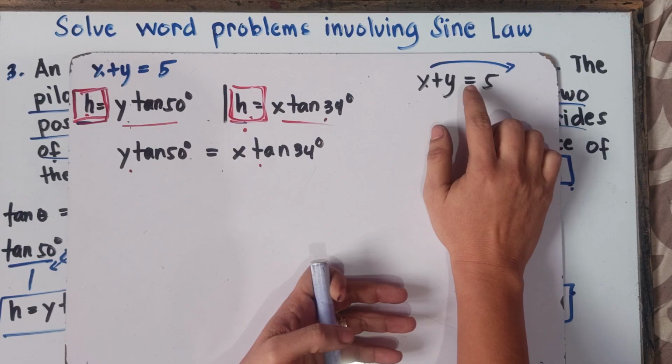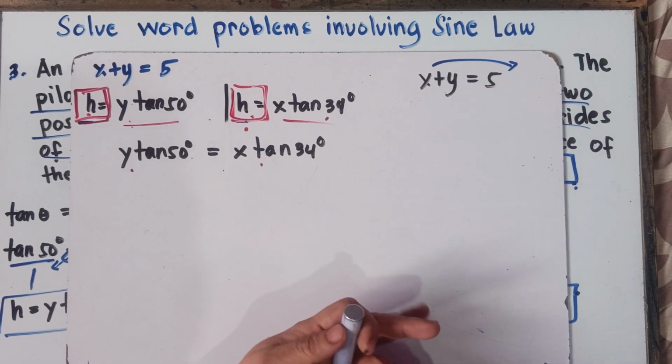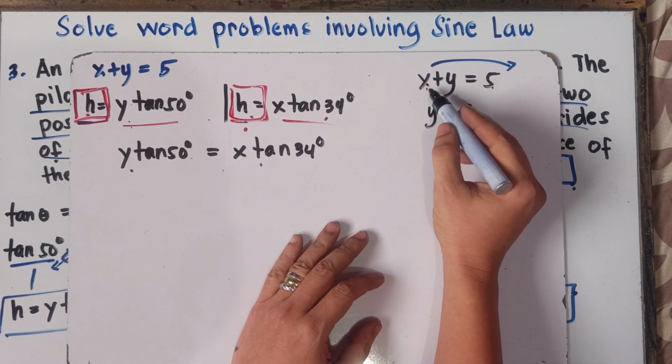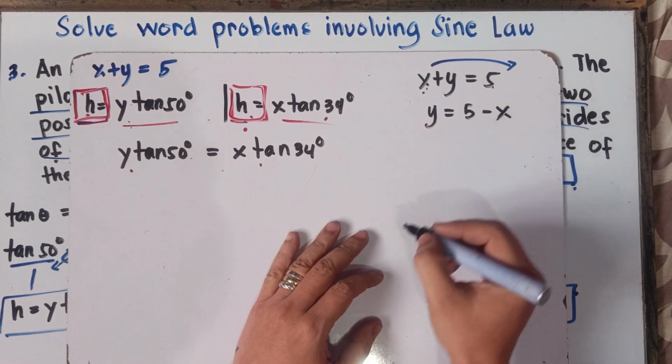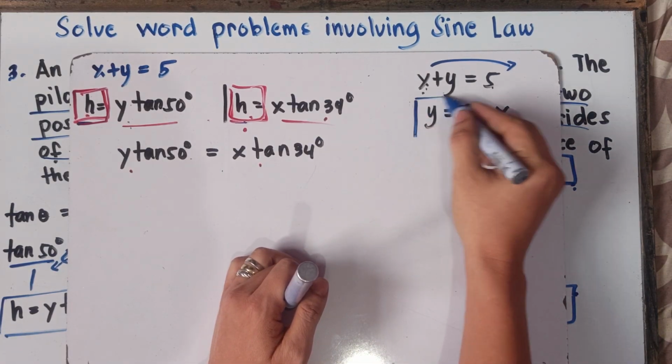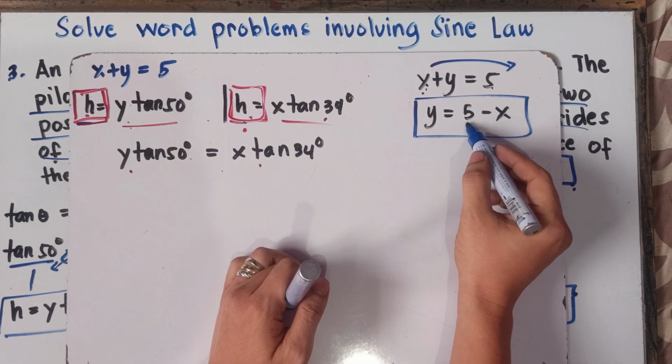Once you transfer from this equal sign, you change the sign. So this will be y equals, copy 5. We transpose x from left to right. This is positive, it will become negative. So y is equal to 5 minus x, and this will be the value of y. So therefore, y is equal to 5 minus x.